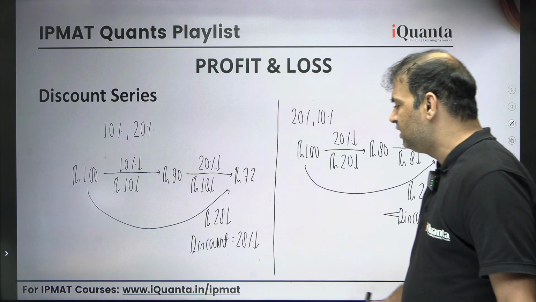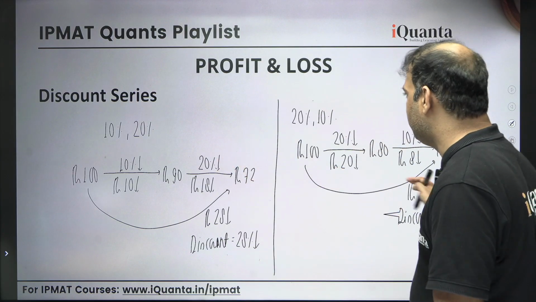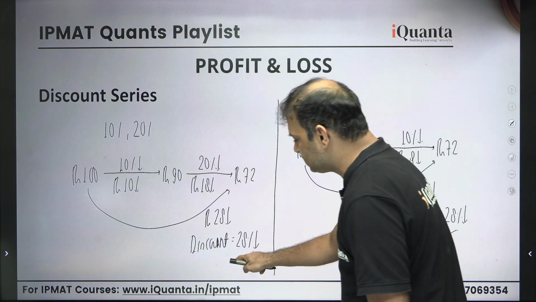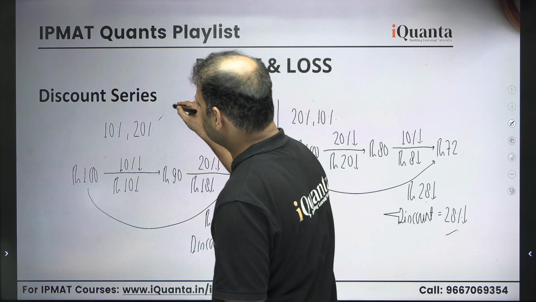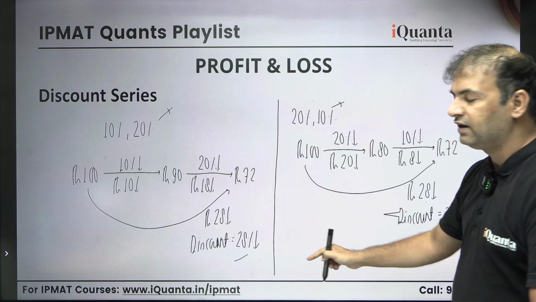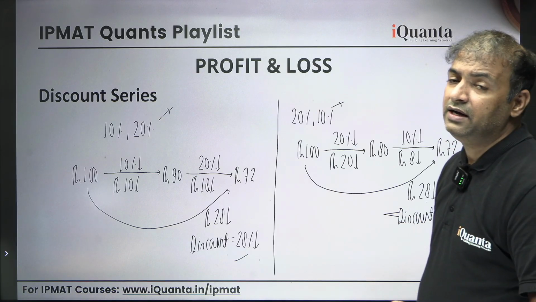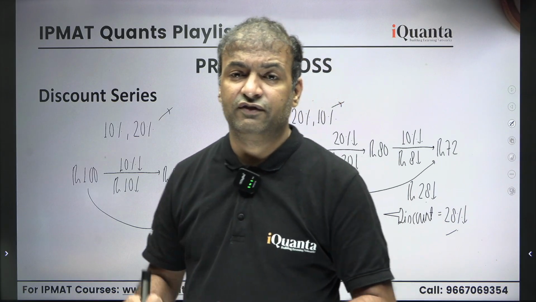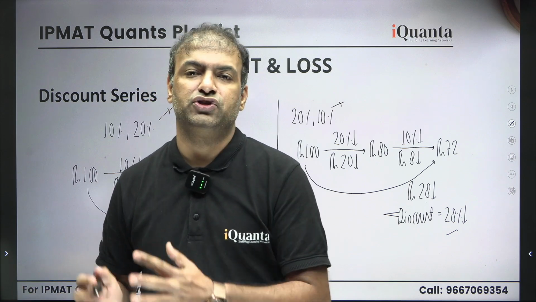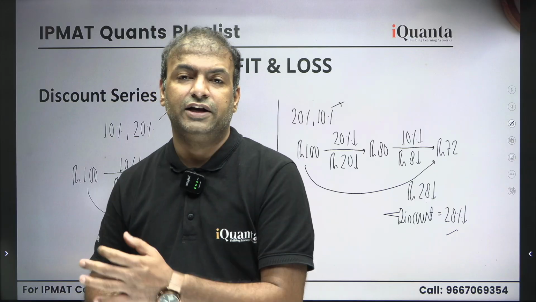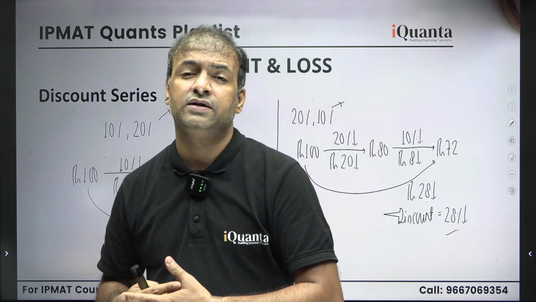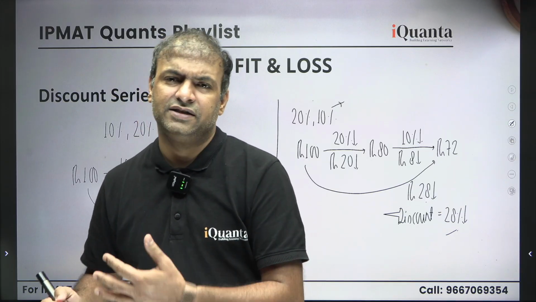So you saw that the change does not affect the final discount percentage, right, guys? We change the order of the discount series. Even after that, the final discount percent is the same. It means that in a discount series, even if we change the order, it does not make any change in the final discount percentage. And we can use this concept in solving a few questions in an easy way.